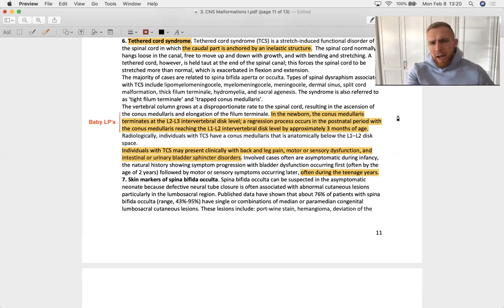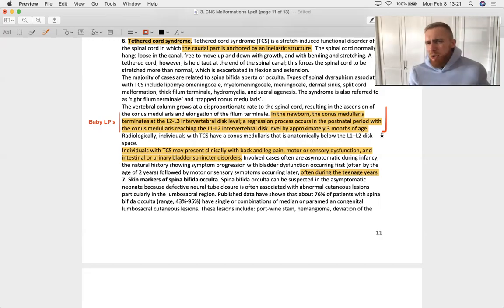Something important I highlighted is that in a newborn child, the conus medullaris, which is the tip of the spinal cord, terminates at about L2, L3. Then a couple of months later, as the baby ages, the tip of the spinal cord ascends to the L1, L2 level. This is important because when we are doing an LP, a lumbar puncture, on a brand spanking new baby, we have to aim a little bit lower than if we're doing that LP on anybody else, because that conus medullaris has not ascended yet.